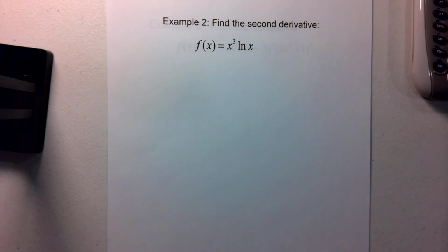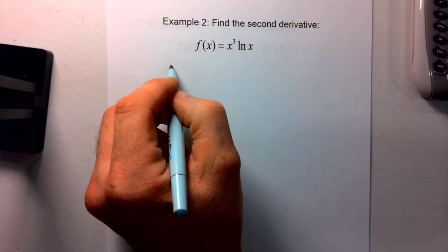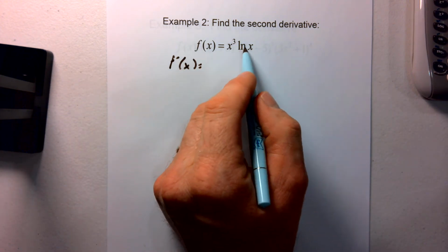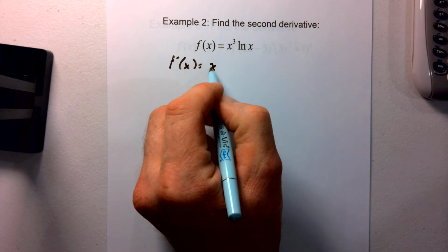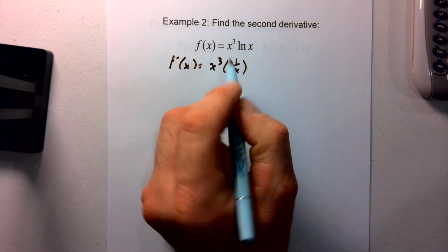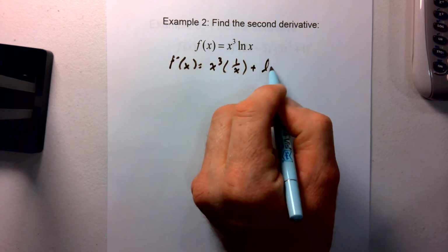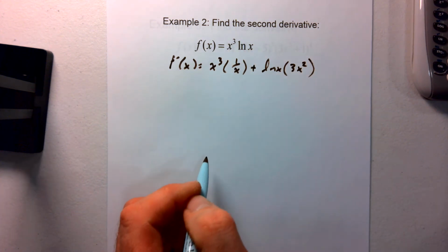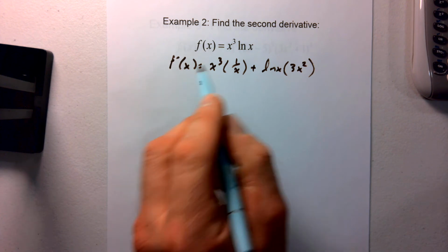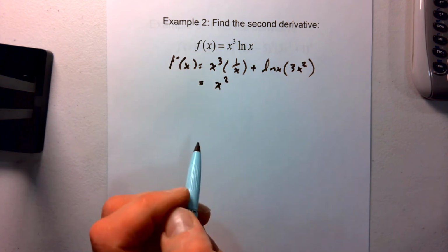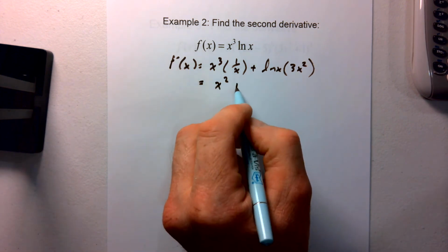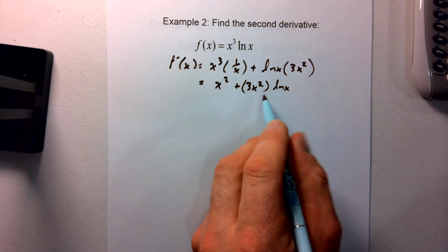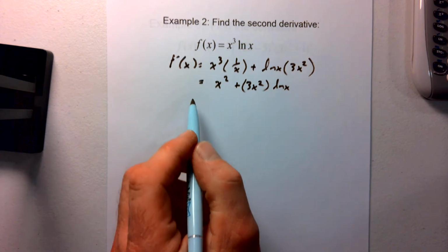Another second derivative here, we have x to the third natural log of x. So first derivative here, we have x to the third times 1 over x, derivative of natural log of x. To that we're going to add the natural log of x times the derivative of x to the third, which is 3x squared. I'm going to go ahead and clean this up just a little bit before we go into our second derivative. So we get x squared plus, I'm going to go ahead and write this as 3x squared natural log of x. Just kind of looks a little nicer to work with.